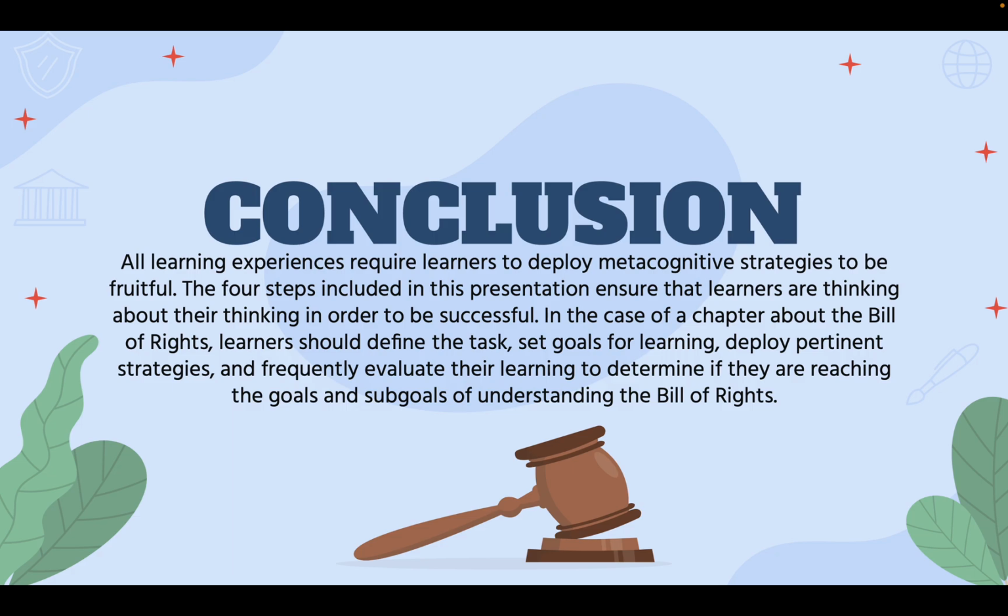In conclusion, all learning experiences will require us to deploy metacognitive strategies. However, following these 4 steps will help learners think about their thinking and be successful. In the case of a chapter about the Bill of Rights, learners define the task of reading the chapter and accomplishing the knowledge checks. They set goals for learning, such as how long to read and whether or not to answer questions. They deployed their chosen strategies and frequently evaluated their learning to determine if they're reaching their goals and sub-goals.